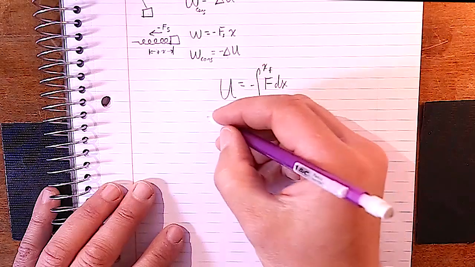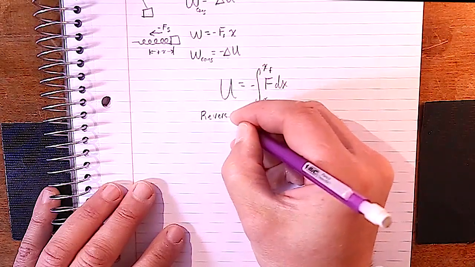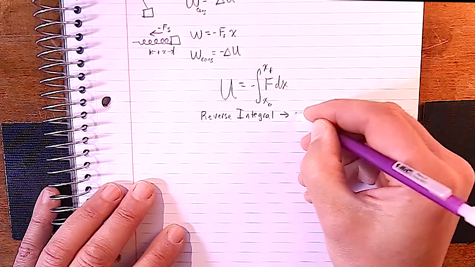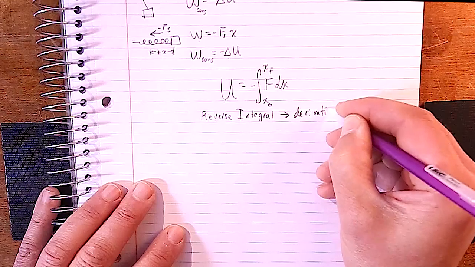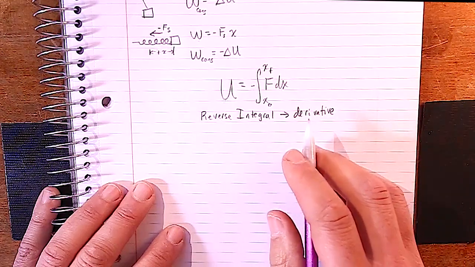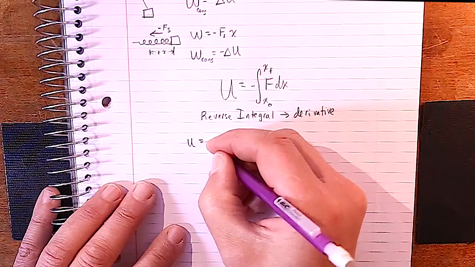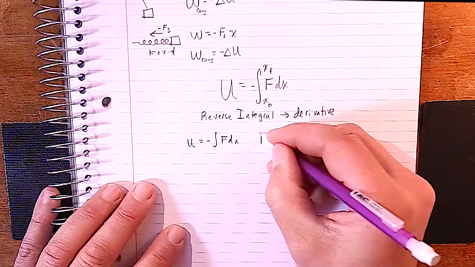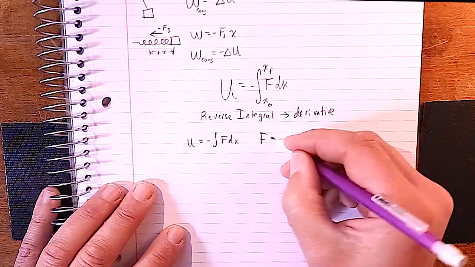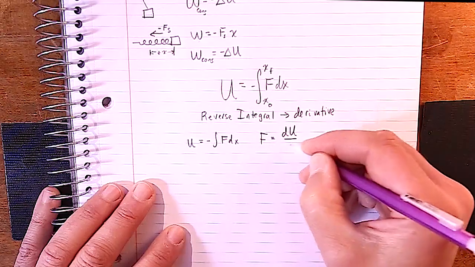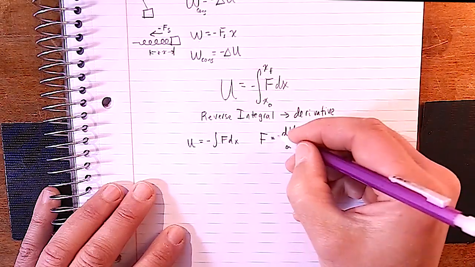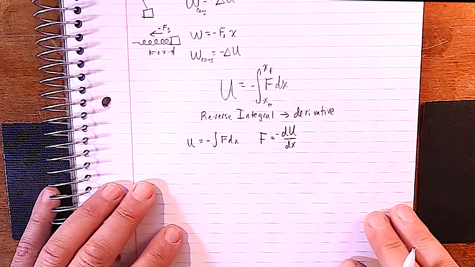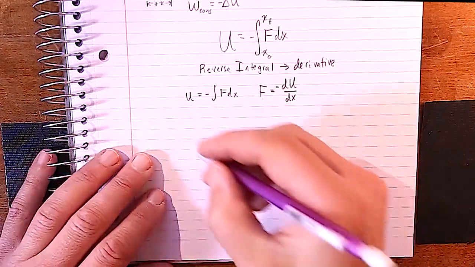So what's the reverse of an integral? The reverse of an integral would be a derivative. So we can flip this around, and instead of saying that U is equal to the integral of negative f dx, what's the opposite of that? We can take the derivative of U with respect to x, dU/dx, and we need our negative sign in there to find the force. So let's do a couple of examples of this so you can see how this works.